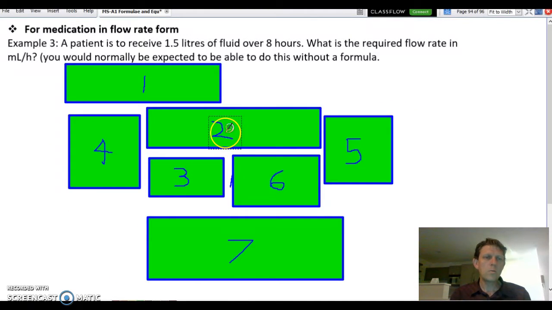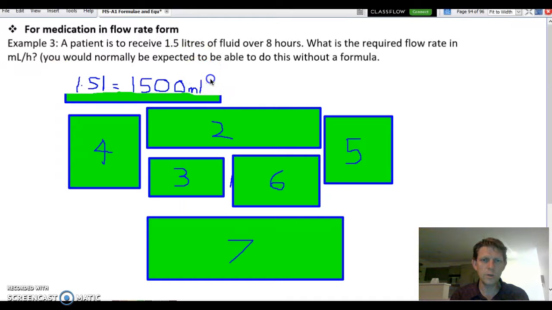Okay, so we've a situation where we might be in hospital if we're a nurse, and a patient has to receive 1.5 litres of fluid over 8 hours. So what's the required flow rate in millilitres per hour? The first thing I've noticed about this question is it wants an answer in millilitres, but it's given me information in litres. So the first thing I'm going to do is get our units right at the start.